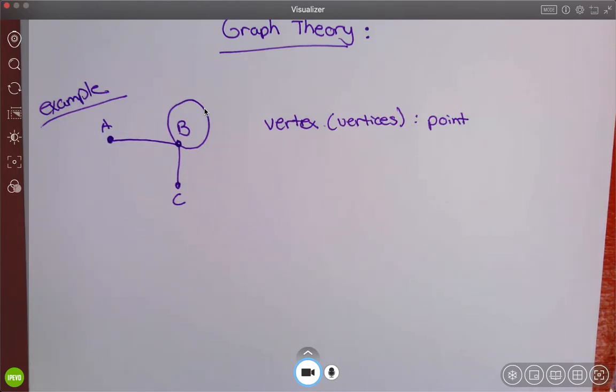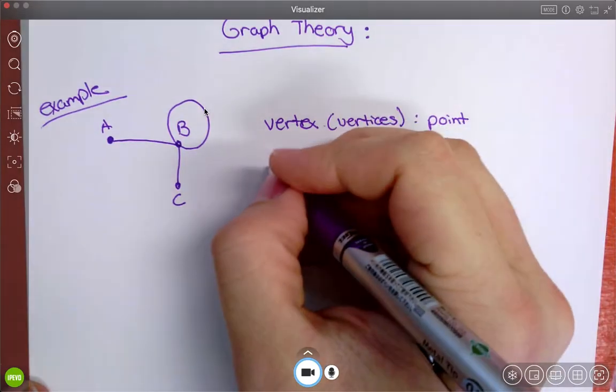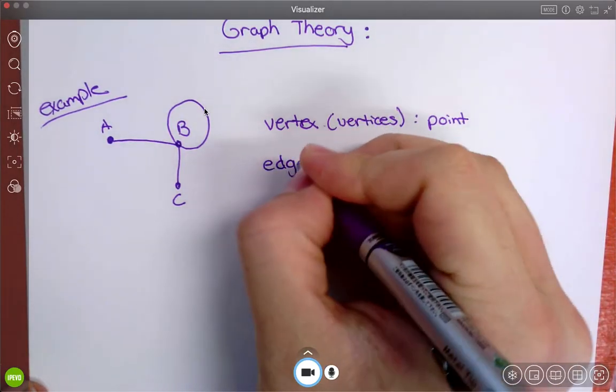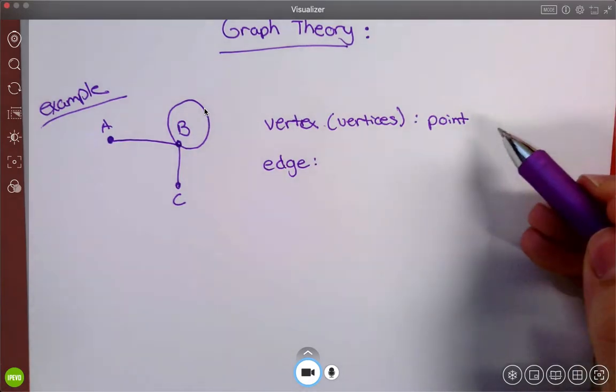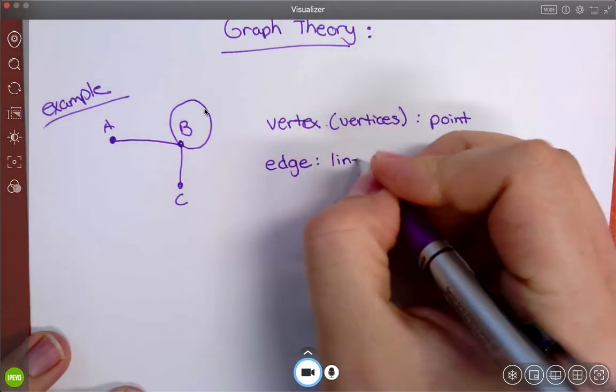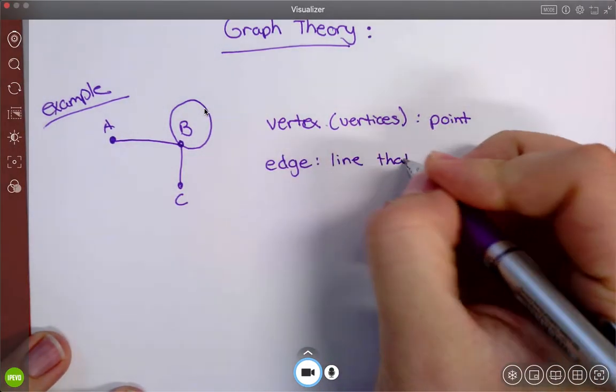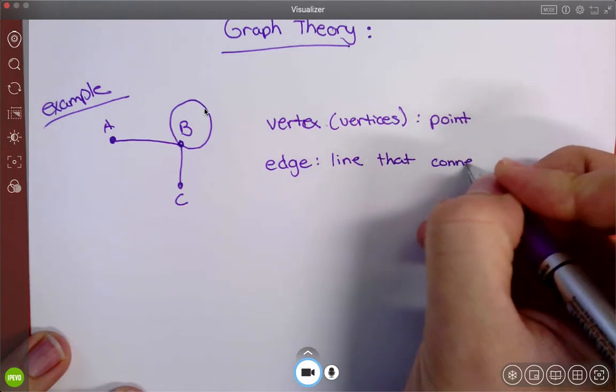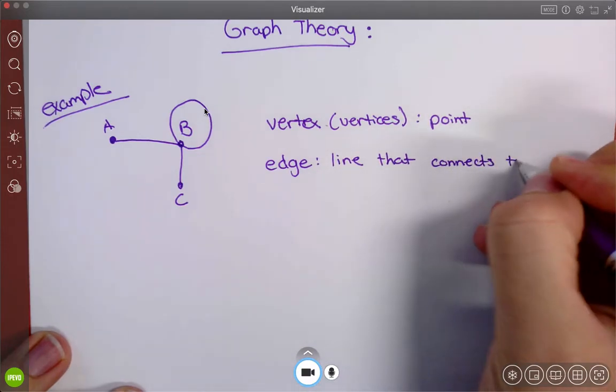The next definition you need to know is an edge. So if a vertex was a point, what do you think the edge will be? So the line, a line that connects two vertices.